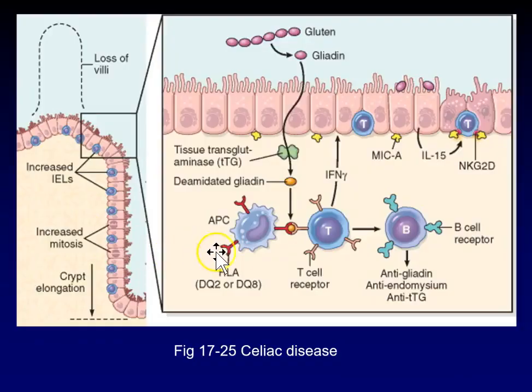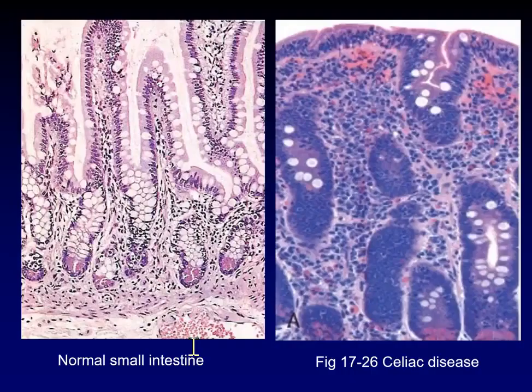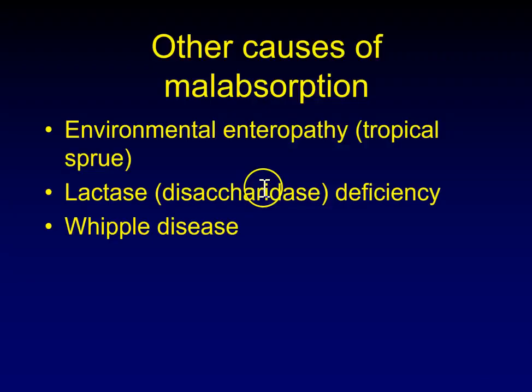Here's a cartoon of the process. This happens to be from Big Robbins textbook. I think the same one is in Robbins' Basic Pathology. Here is the histology. On the left you see normal small intestine with villi. On the right you see lack of villi in gluten-sensitive enteropathy and large numbers of mononuclear cells in the lamina propria. Other causes of malabsorption include environmental enteropathy, lactase deficiency, and Whipple's disease.